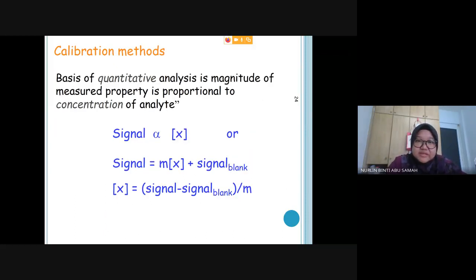So calibration methods, basically we will refer to the quantitative analysis. We always refer to the linear slope. What we can estimate from the linear slope is that the signal must be directly proportional to the analyte concentration. So this is the idea of preparing the calibration methods.